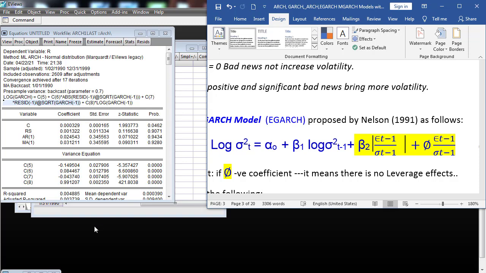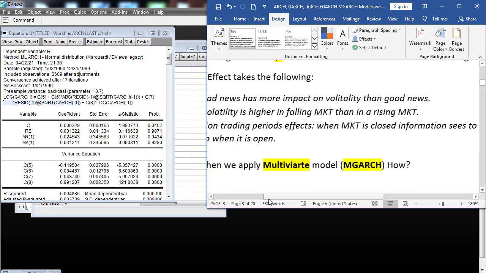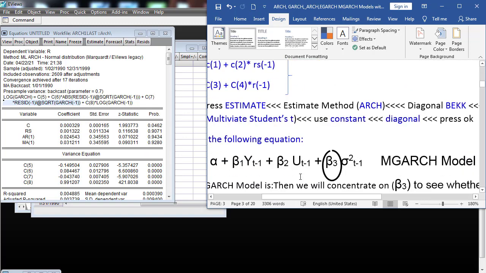And again, if we go back to this term here for theta, if the effect of C7 is negative, as we found it is a negative coefficient, it means there is no leverage effect. Then we can easily go and apply the multivariate or MGARCH model. Okay, this is the simple explanation for the EGARCH model.